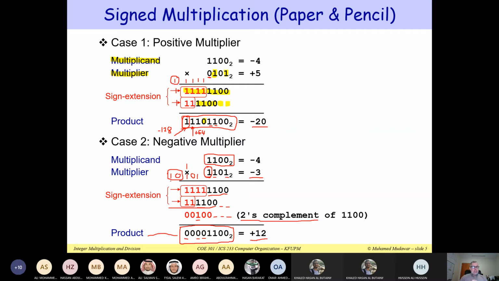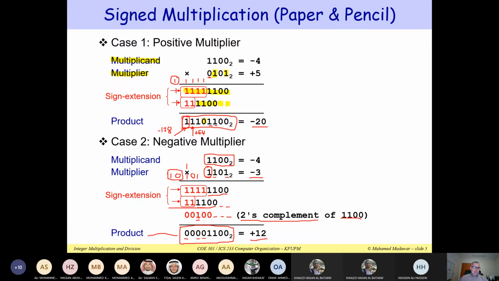This example shows that if you multiply 2 negative numbers, the product will be positive. If we just do sign extension to the partial products, you will get the correct answer. But in the last step, when you are multiplying by the most significant bit of the multiplier, if the multiplier is negative, what you have to do is take the 2's complement of the multiplicand.